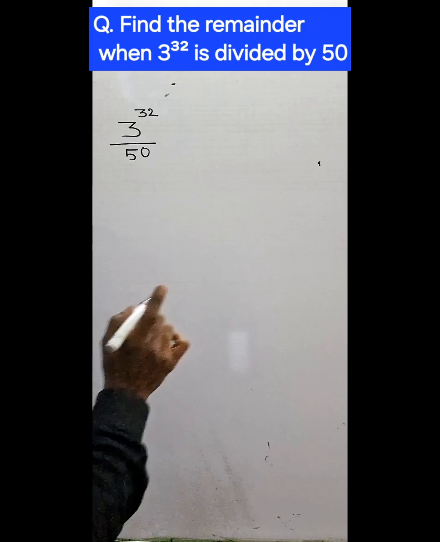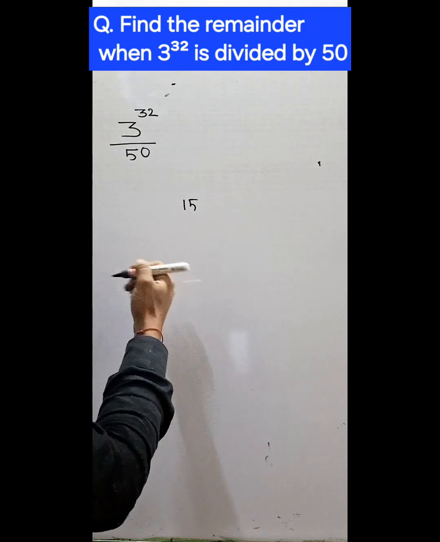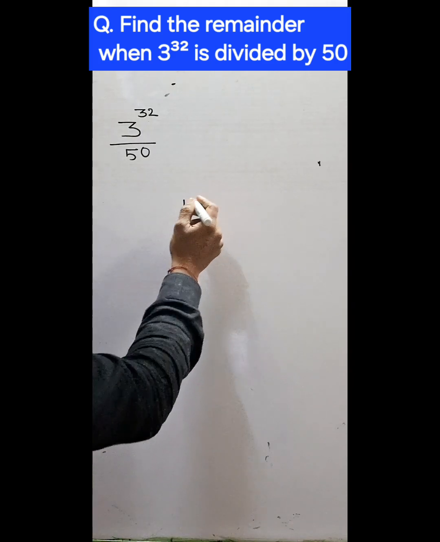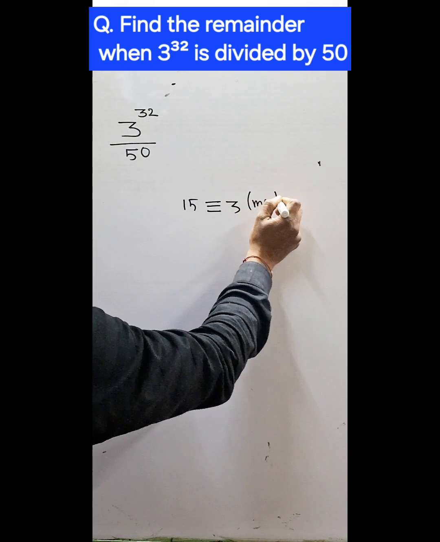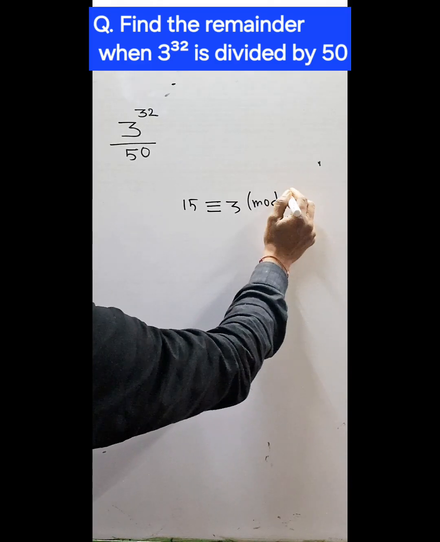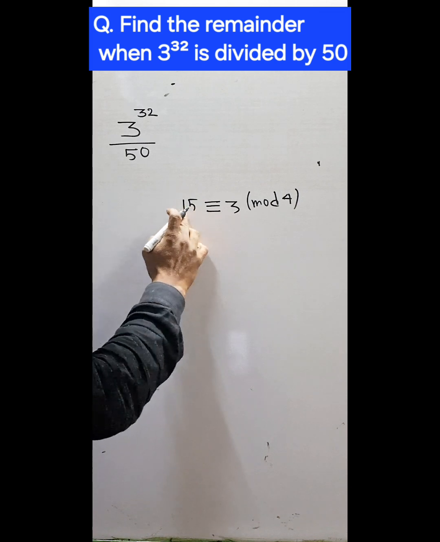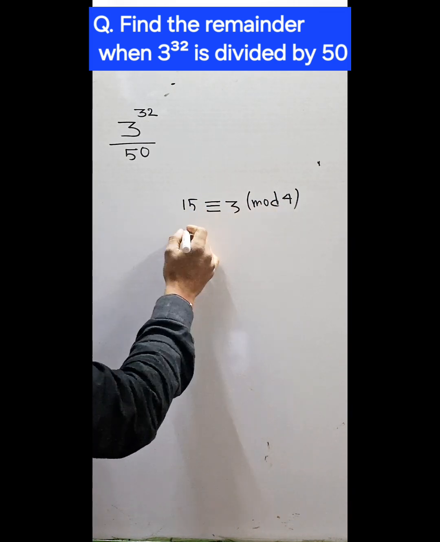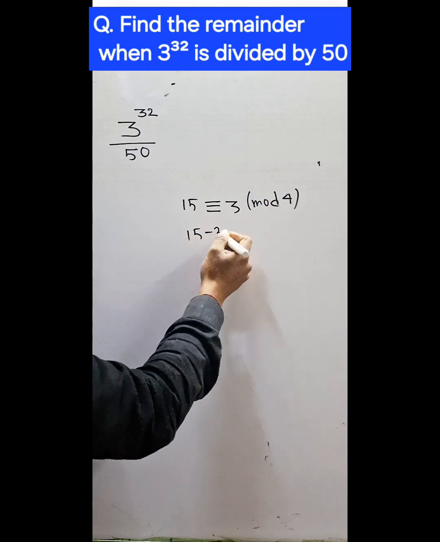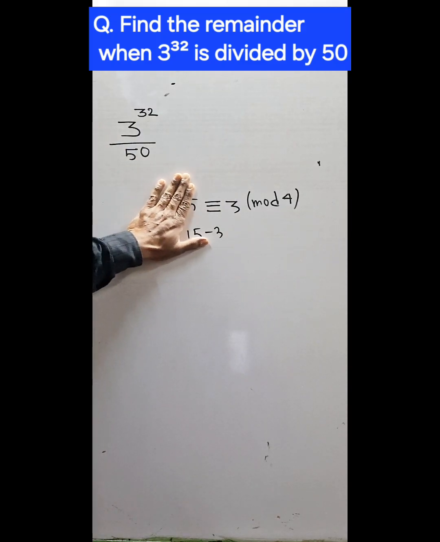Congruence modulo means, say 15, if you divide it by 4, it leaves remainder 3. Then we will say 15 is congruent to 3 modulo 4. That means if you divide 15 by 4, then remainder is 3. Or you can say 15 minus 3 is exactly divisible by 4. So simply this is your congruence modulo concept, which is an equivalence relation.